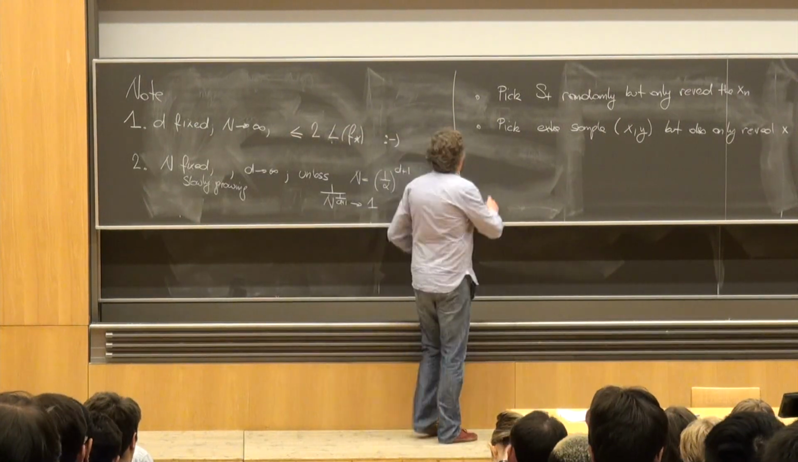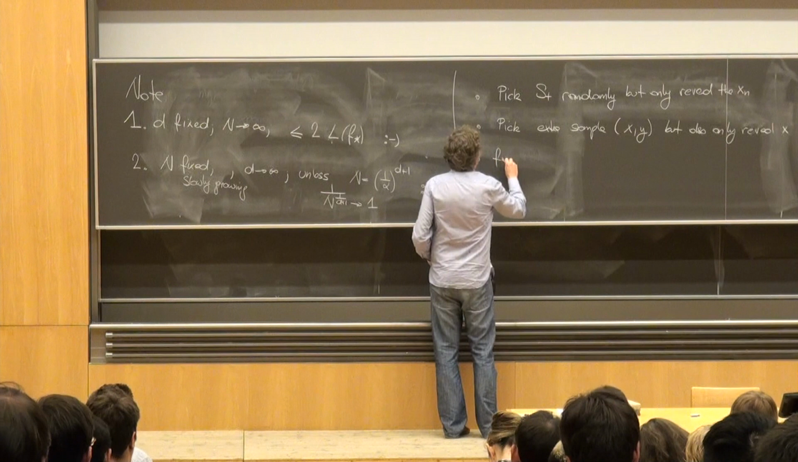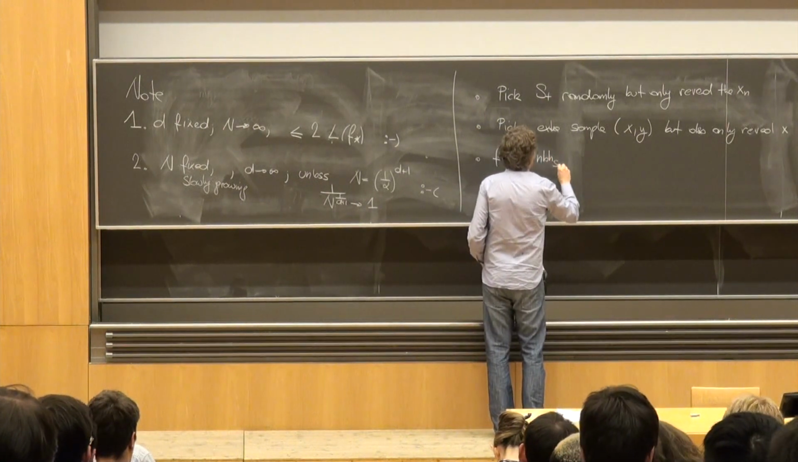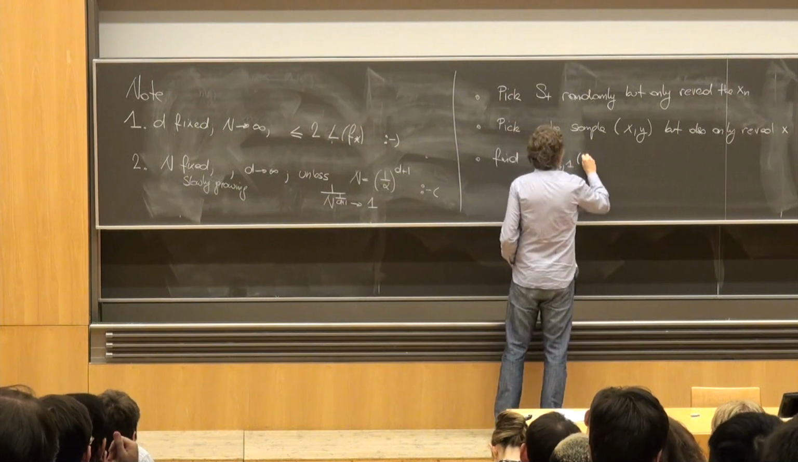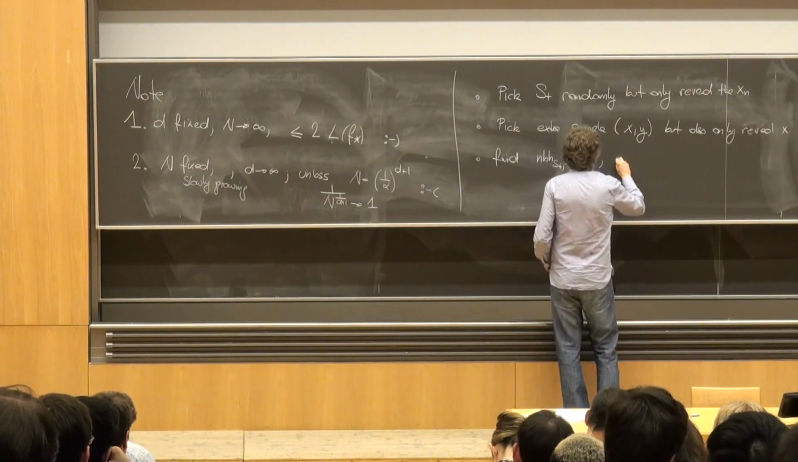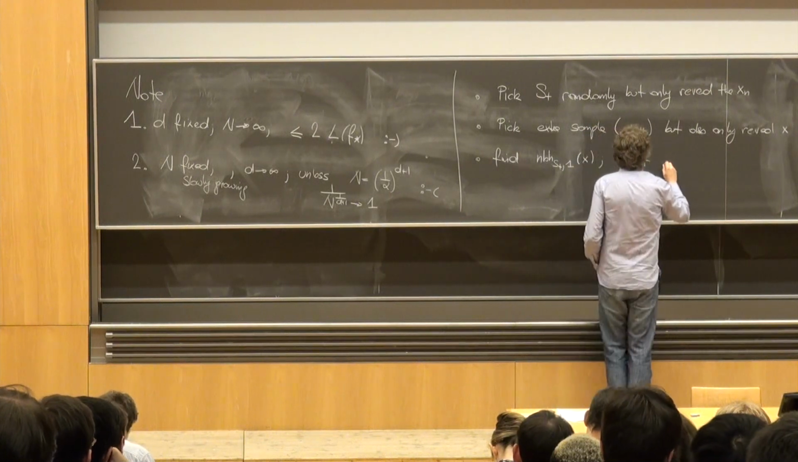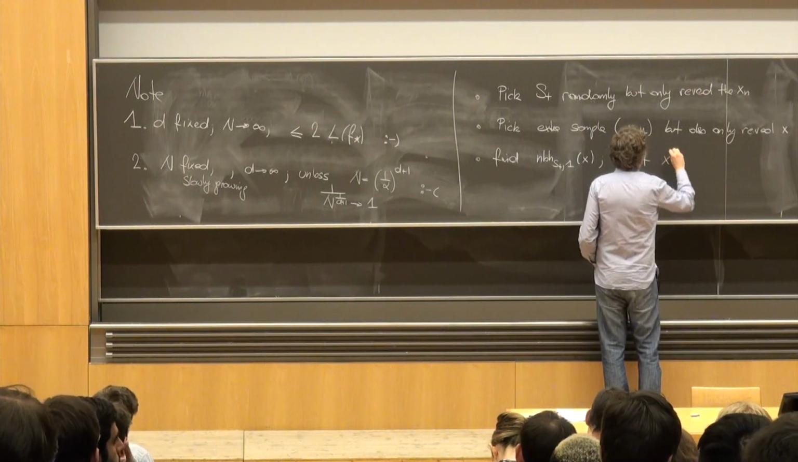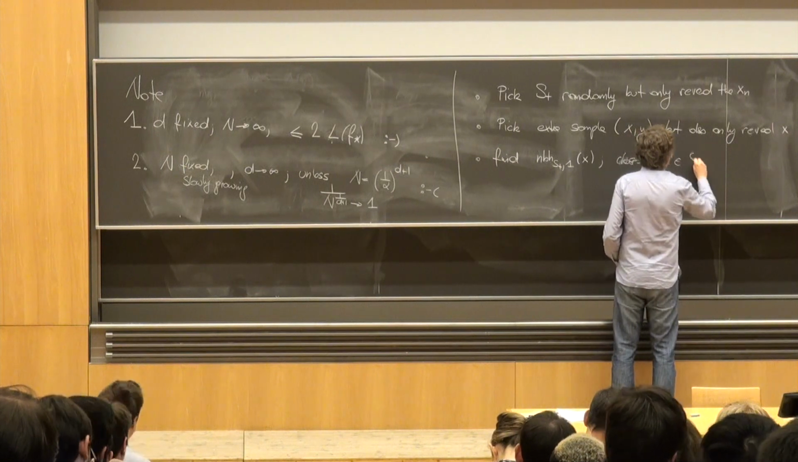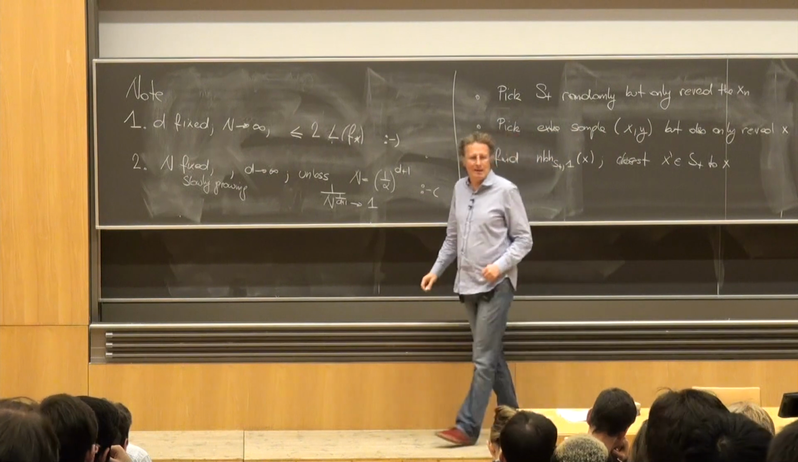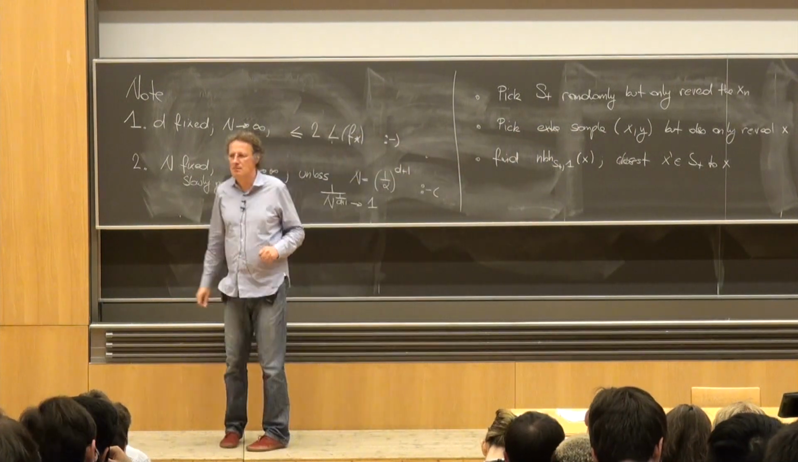Okay, so now find the neighborhood. Let's say this is the closest x' in S_T to x. So find the point that's closest to x in this set.